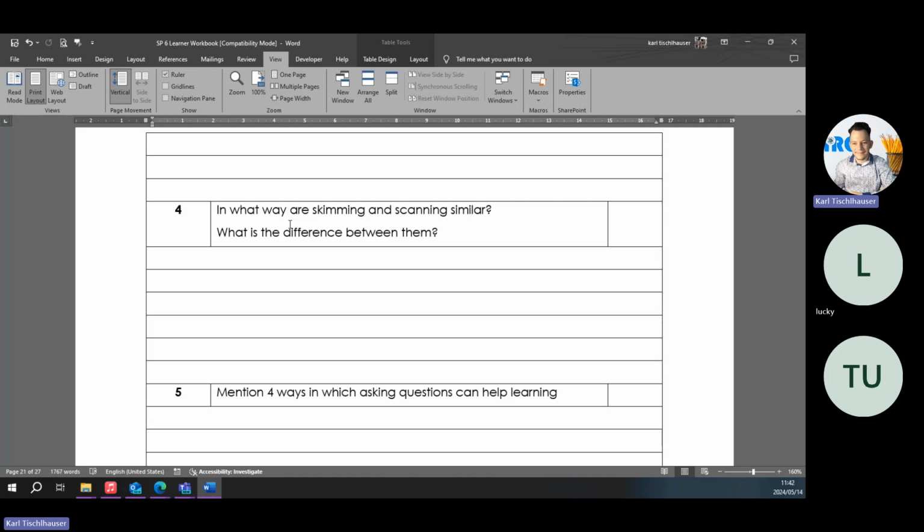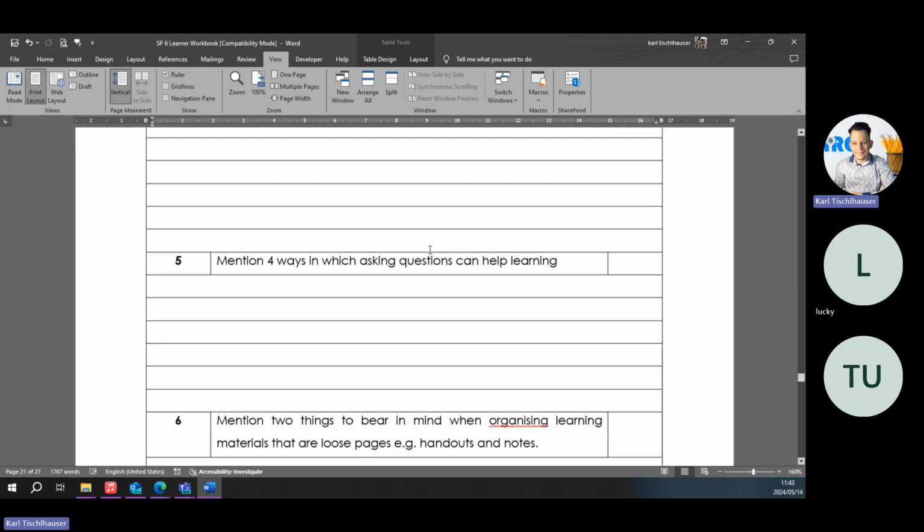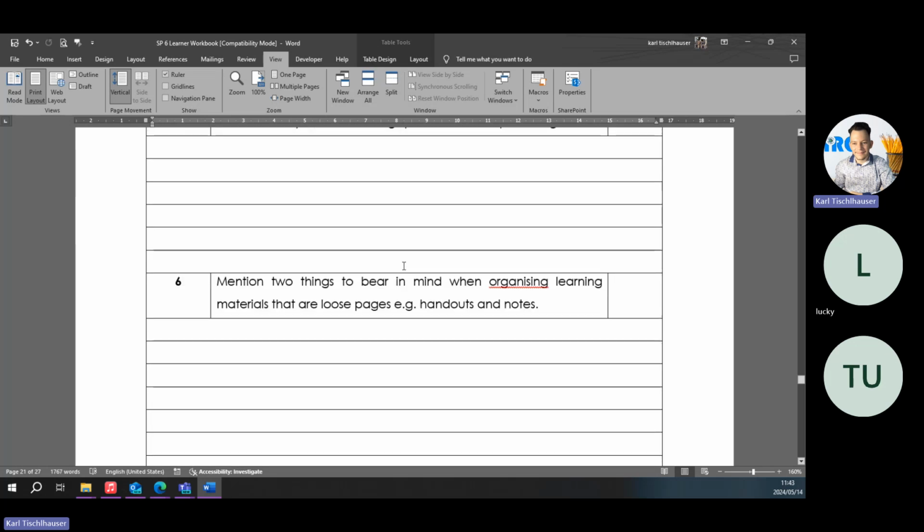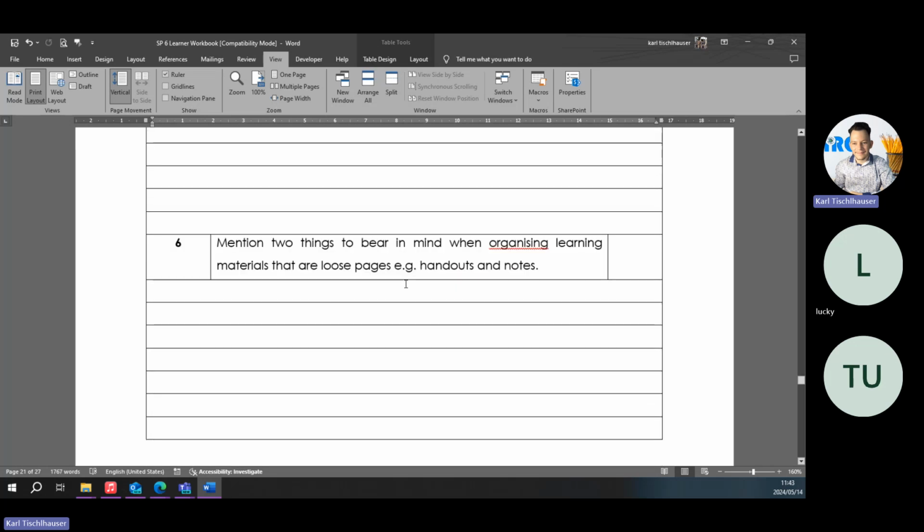Number 4 says, and this is, what is the difference between them? So they want to know what is the difference between skimming and scanning. Number 5 says, mention 4 ways in which asking questions can help in learning. Pretty straightforward. I can't really add anything to that. Number 6 says, mention two things to bear in mind when organizing learning materials that are loose pages, so handouts and notes, for example. So how would you manage your handouts and notes if I gave you those?